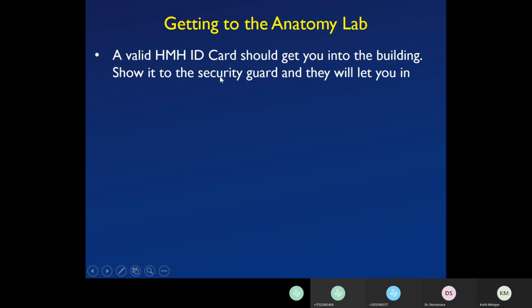If you have an HMH ID card, that should get you into the building. It should not be a problem. All you need to do is show it to the security guard. They may actually ask you to sign in, but they should let you in. You should all have my cell phone number, and I'll make sure you have Laura's. We will also enter you into the Envoy system, which basically says who is coming in each day. But you should not have a problem.